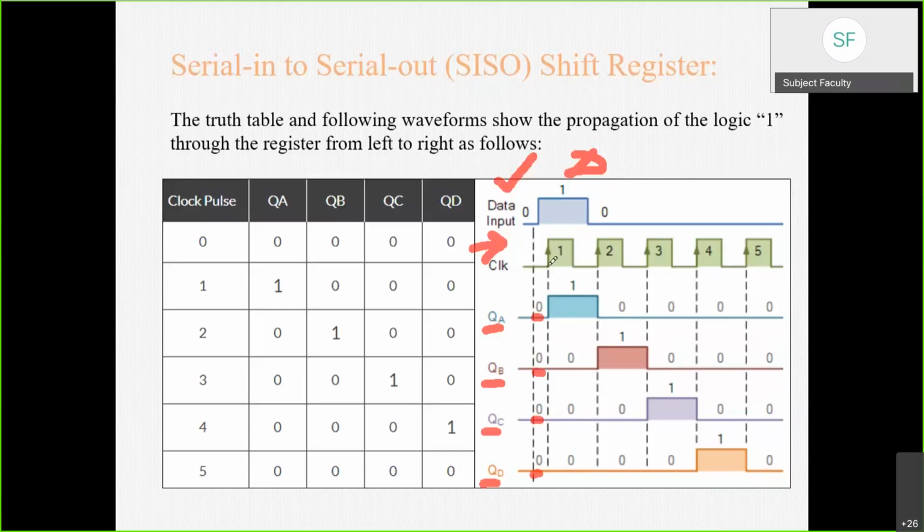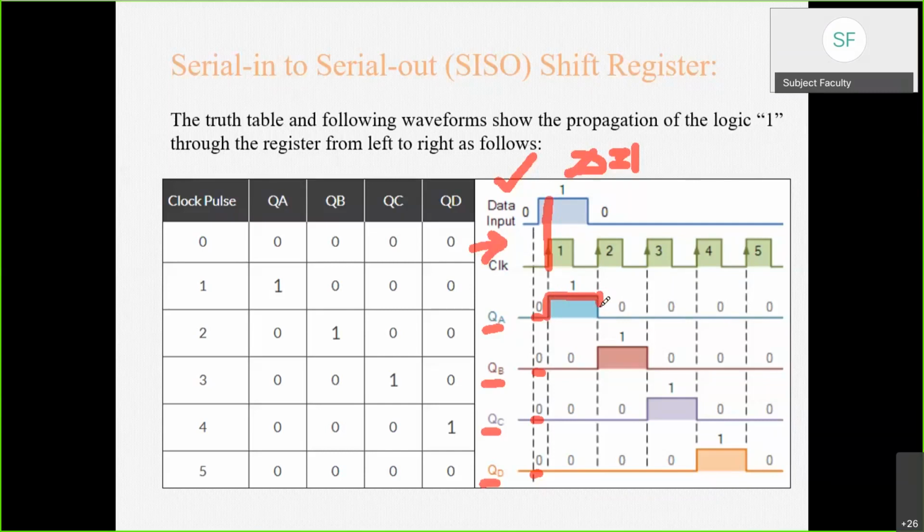But when the first positive clock edge arrives, just observe the data input. At the arrival of the first positive edge of the clock, D is nothing but 1. This data input is input to the first D flip-flop. So what will be its output? Its output will also be 1, right? So it will remain as it is until the arrival of the next clock signal.